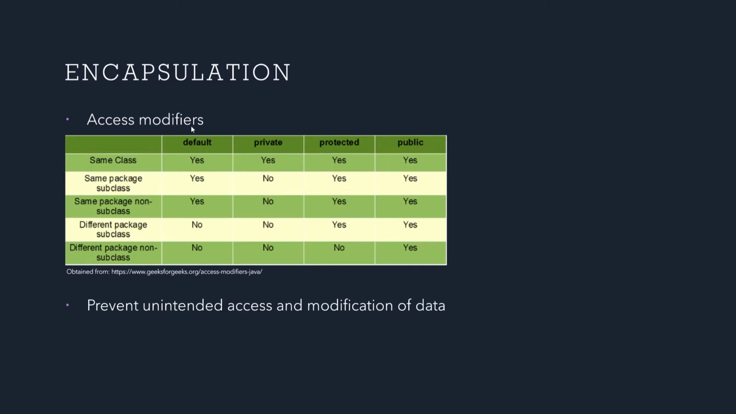Java supports encapsulation. Java has access modifiers that we will talk about in depth in a later episode. These access modifiers exist to protect data from unintended access and modification.